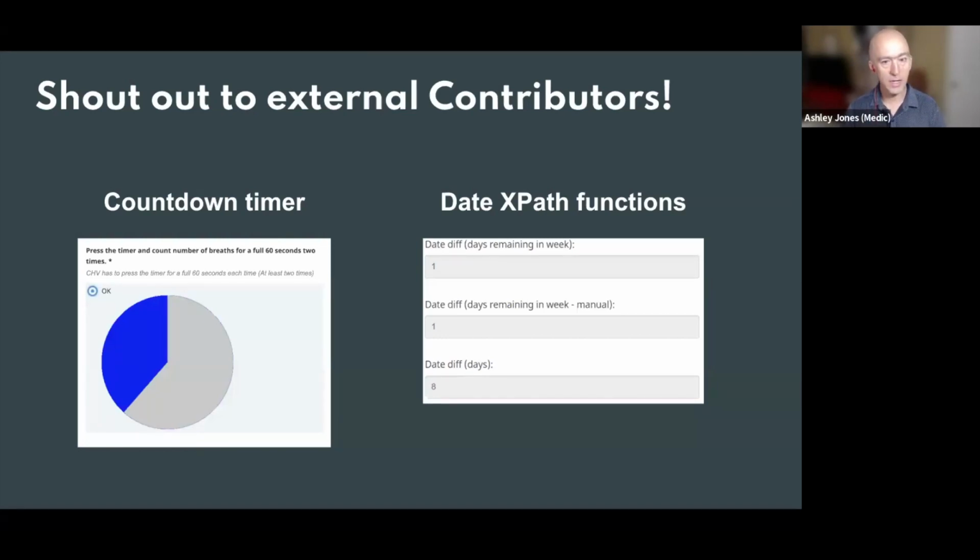Just like the countdown timer, there was a date XPath function that was added, and this allows you to calculate the difference between 2 dates, and the need was exactly the same. There was a technical partner who had this need, and they submitted a pull request via GitHub. They were able to work with Medic teammates to make sure it goes through the process and benefits everyone else. I believe the XPath is yet to be merged and the countdown timer has been merged, but they are going to be coming out in future releases.